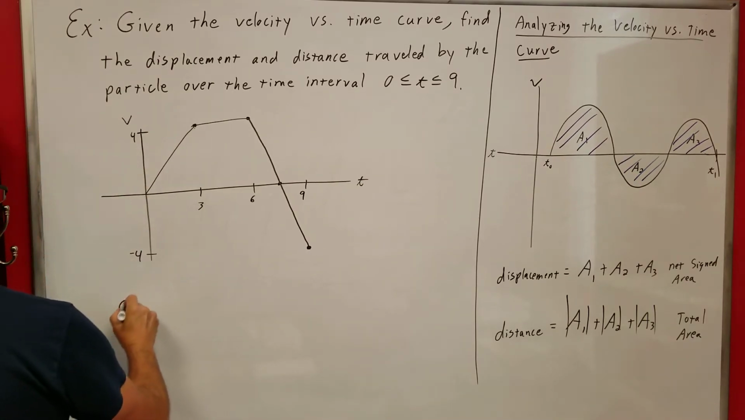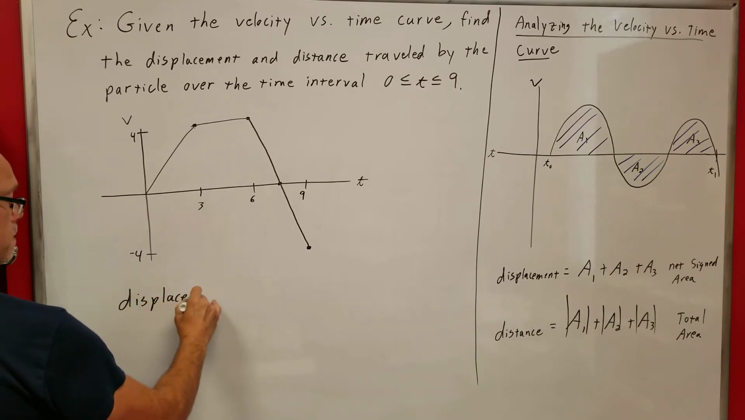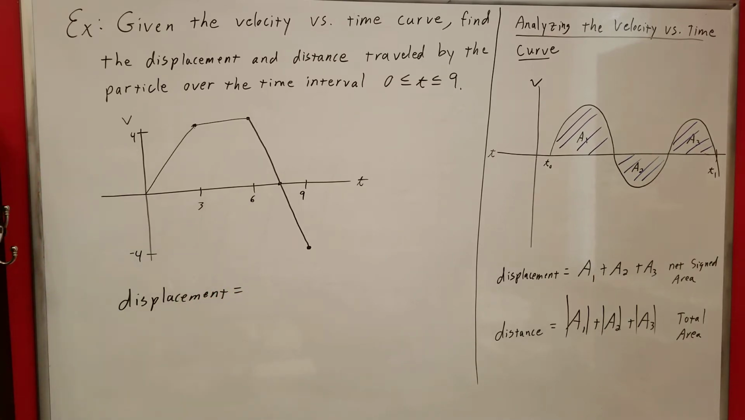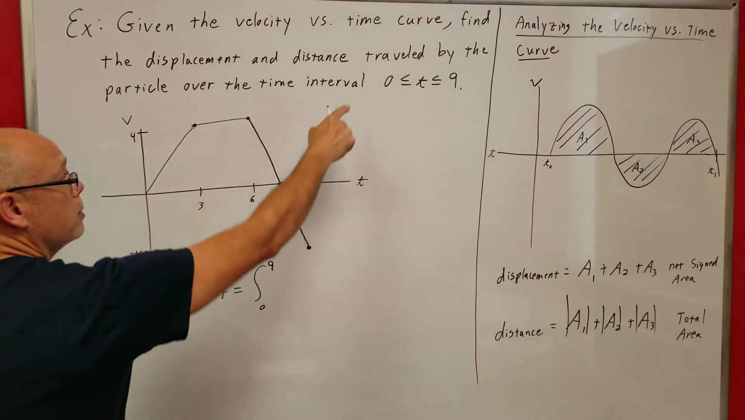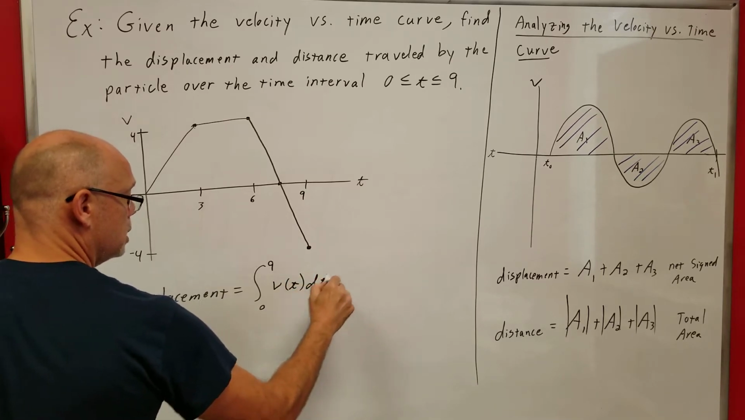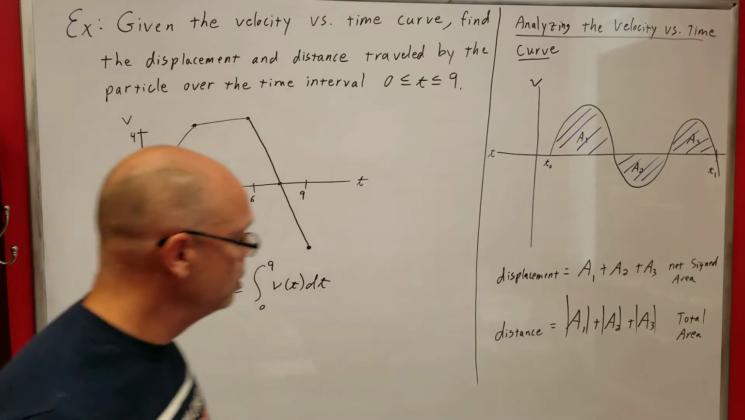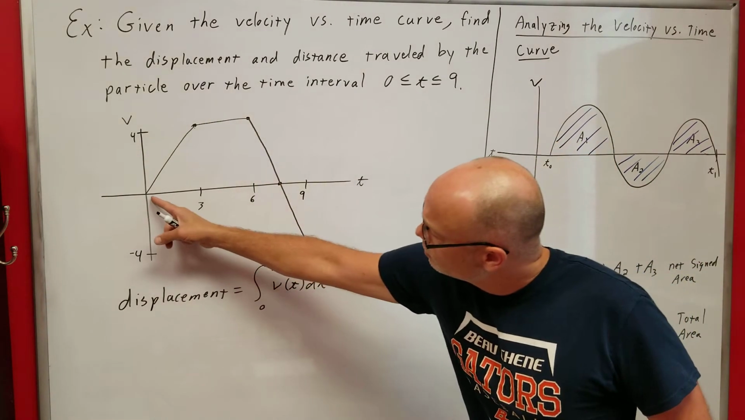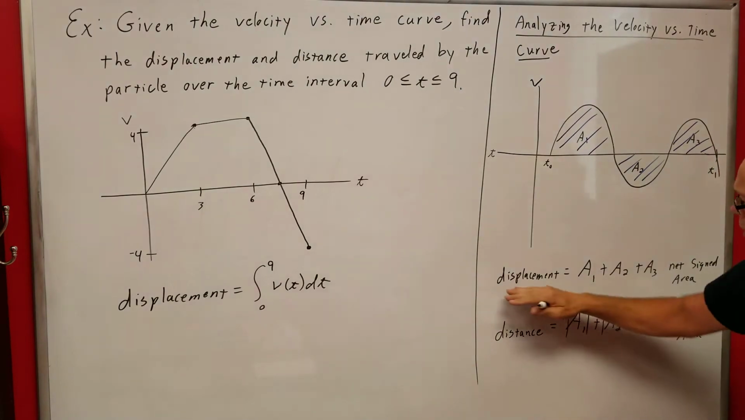All right, so I want to find the displacement. So we've been told the displacement is what? It's really the integral from 0 to 9 of v of t dt, right? So if we're looking at integration, we're looking at area under a curve between 0 and 9, or area between the curve and the x-axis.